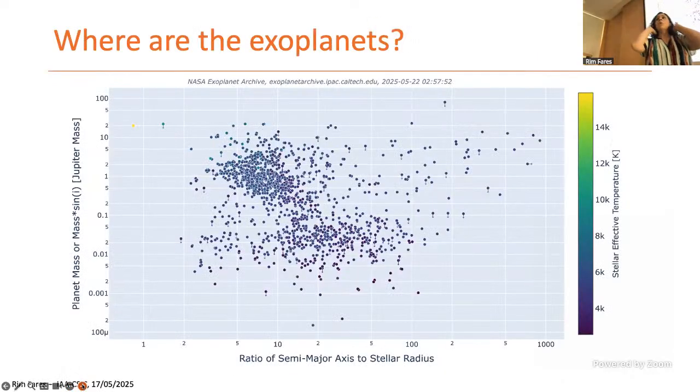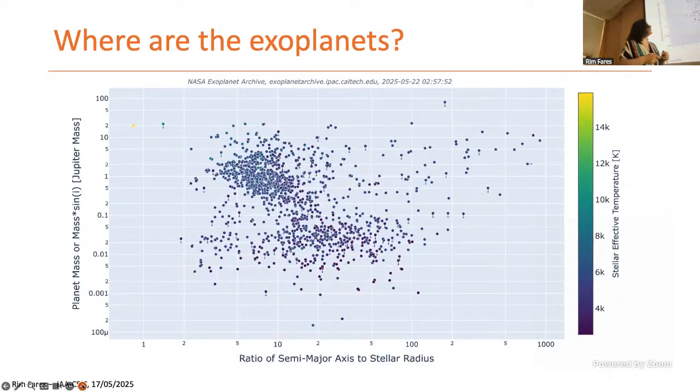So when I'm talking about star-planet interactions, obviously I'm not a planetary person, so I'm talking about exoplanets. And just to start, I want to tell you where exoplanets are, not in our galaxy, but where are they relative to their stars. So what you have here on the y-axis is the planet mass or the minimum mass of the planet. And on the x-axis, I didn't plot the distance of the planet to the star, but the ratio of the distance of the planet divided by the radius of the star for known stars.